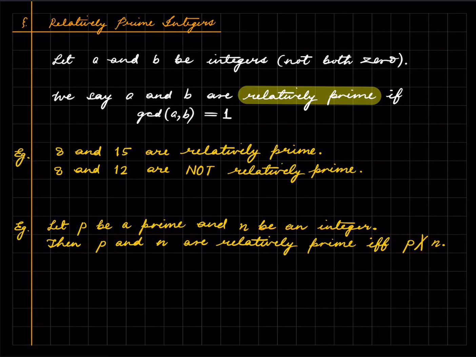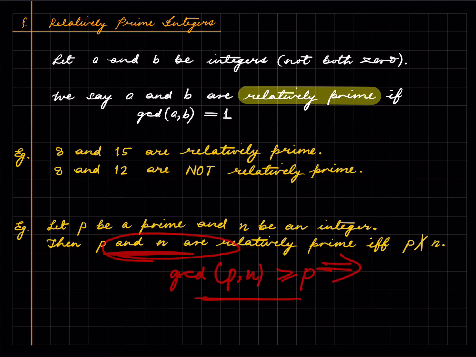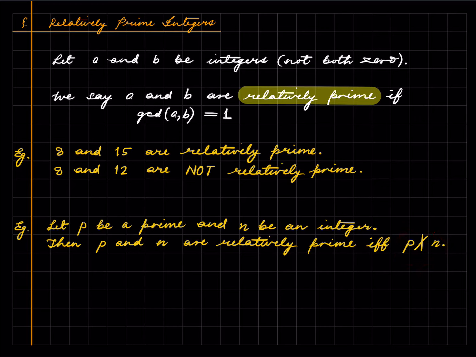Basically, suppose p and n were relatively prime. Then p of course cannot divide n, because if p had divided n, then the GCD of p and n would be at least p. In fact, it would be exactly p. So that would contradict the fact that they are relatively prime. So one implication is clear. For the other implication, suppose p does not divide n, and now we want to prove that p and n are relatively prime.